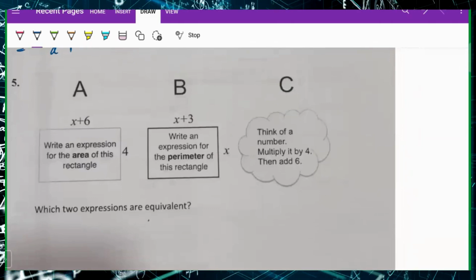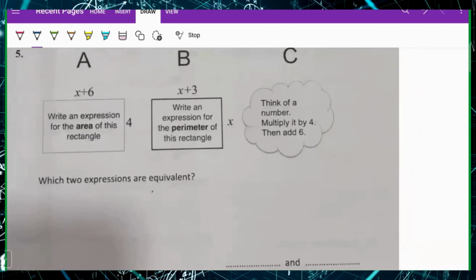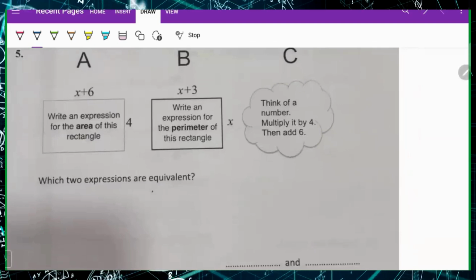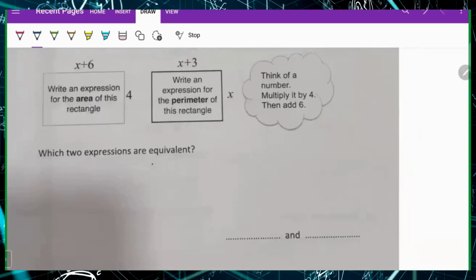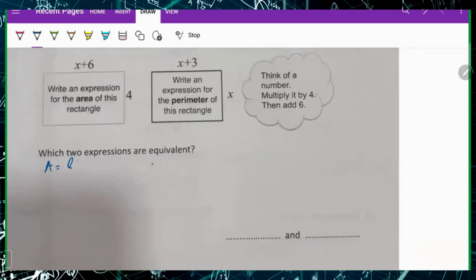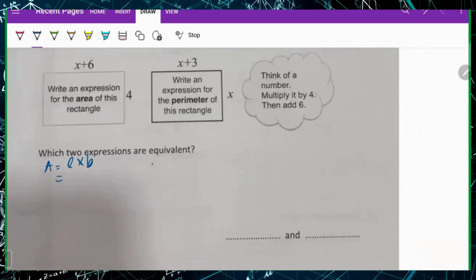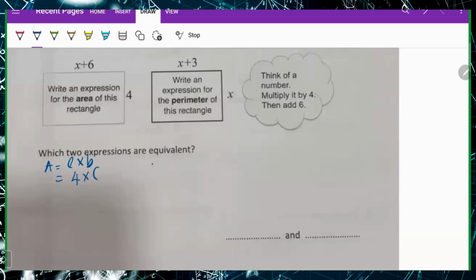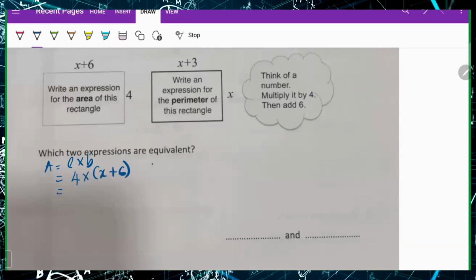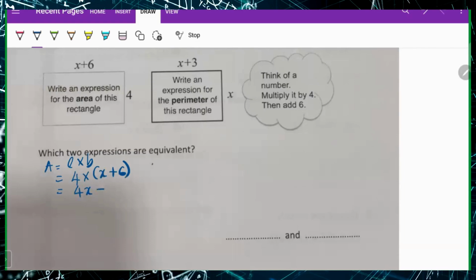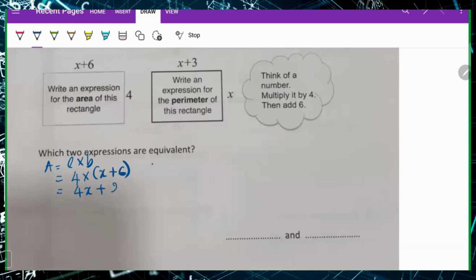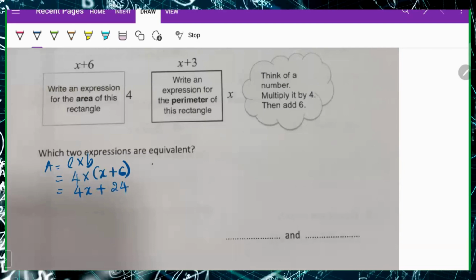You have A, B, C. Which two expressions are equivalent? Now it says an expression for the area of this rectangle. So area of a rectangle is length into breadth. Let's say 4 into x plus 6. 4 into x, 4x, plus 4 into 6 will give you 24. So this is your answer.